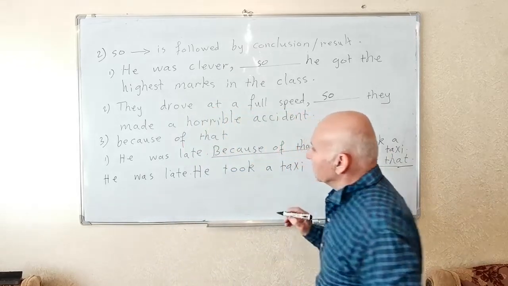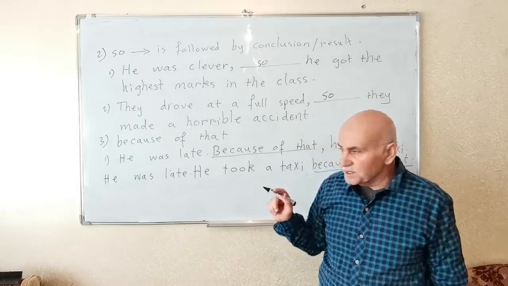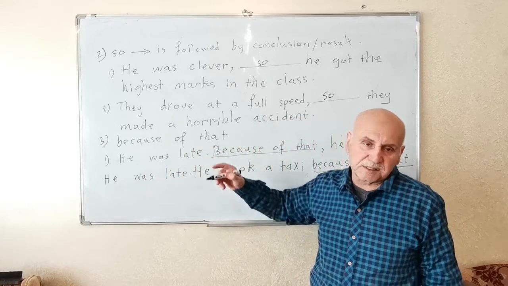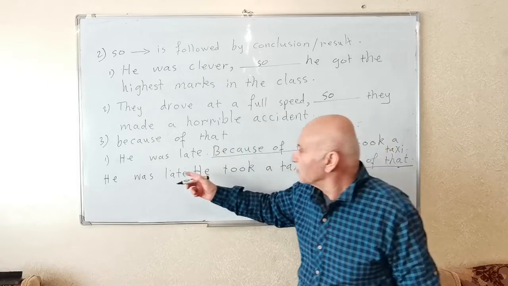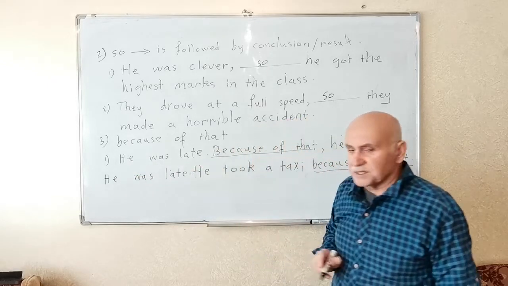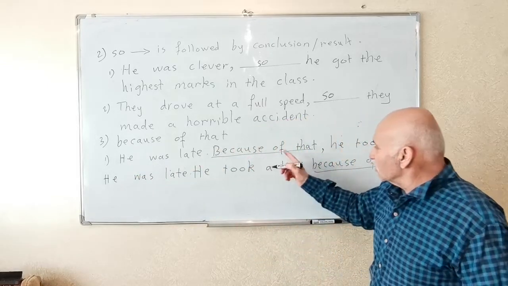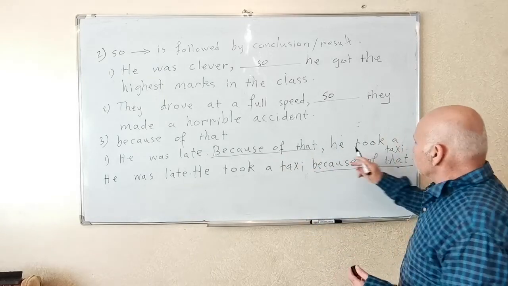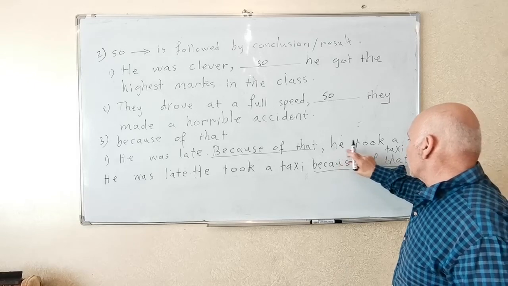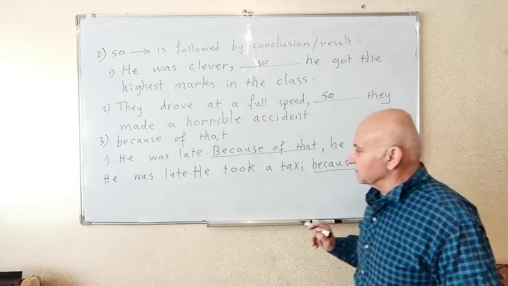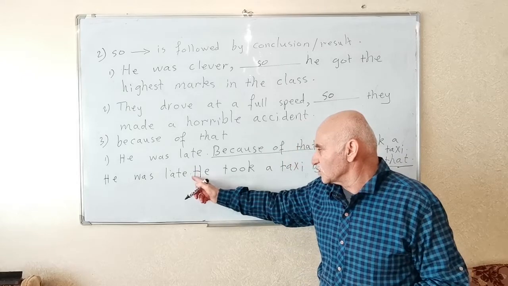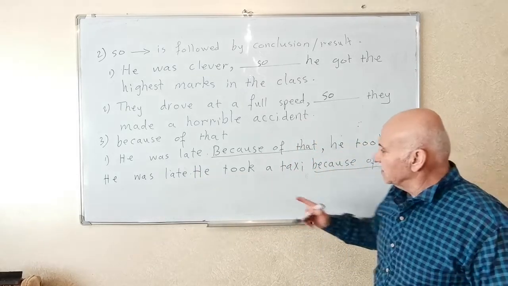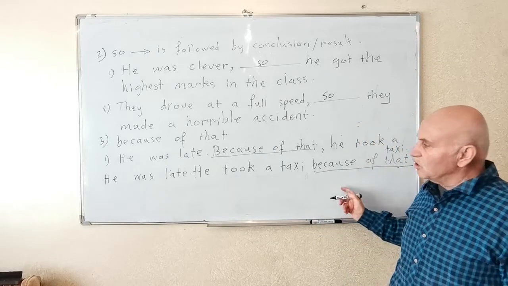Because of that. The last point in this unit is because of that. Of course, it is different from because or so. He was late. This is the reason. Because of that, this is a connector, and then this is the conclusion: he took a taxi. He was late, full stop. He took a taxi because of that.